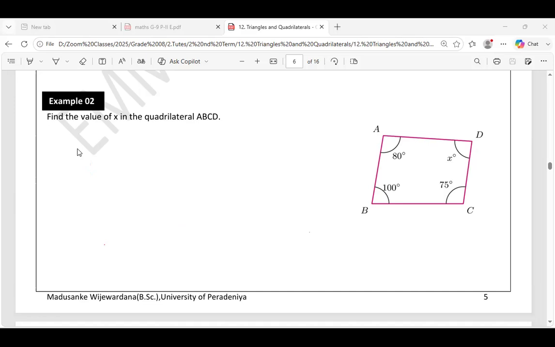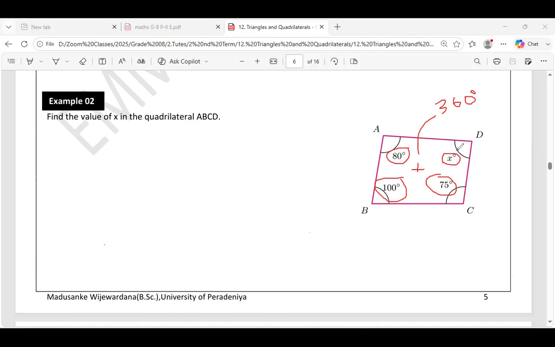Right? So first of all, I will explain what I am going to do. I am going to find x. And I know the theory: if I add these 4 interior angles together, the summation will be equal to 360 degrees.